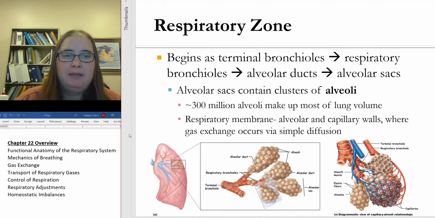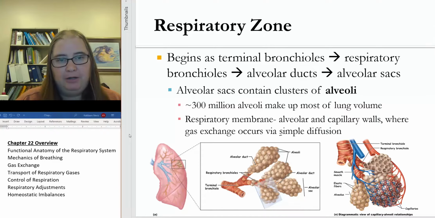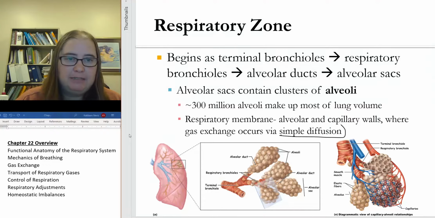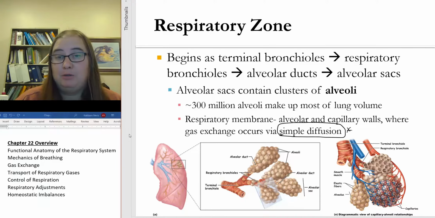Okay. Now, gas exchange between these alveoli and the capillary is going to happen via simple diffusion. We'll talk a lot more about this notion of simple diffusion and the exchange of gases. Essentially, as opposed to going down a concentration gradient, they're going to be going down their pressure gradient, but in a way that doesn't require energy. So the exchange of these gases will occur via simple diffusion.